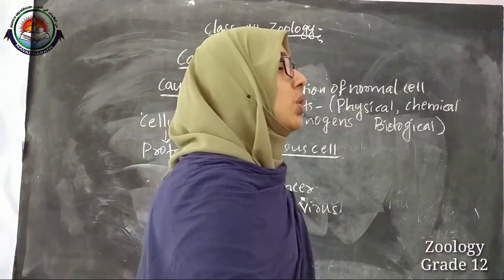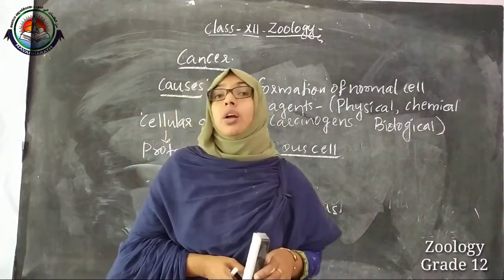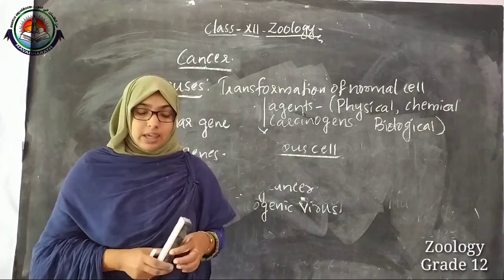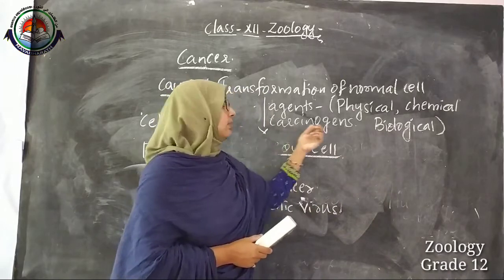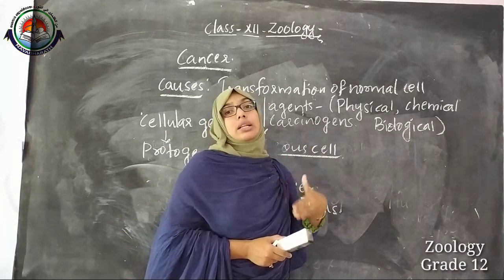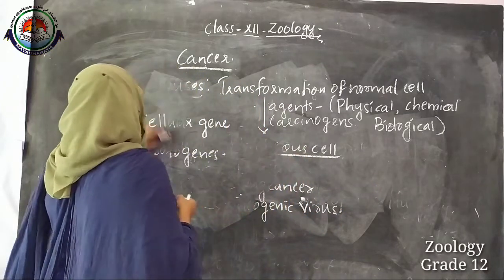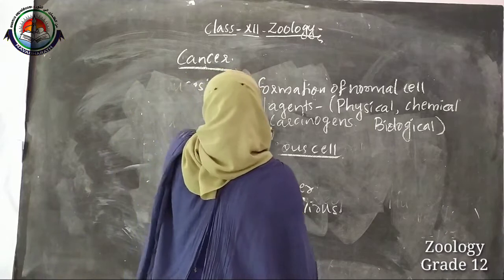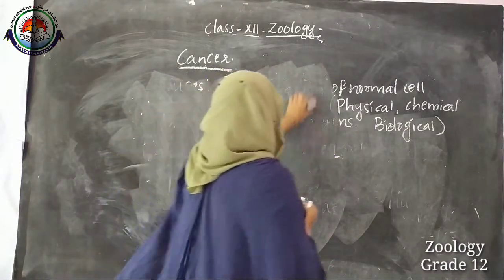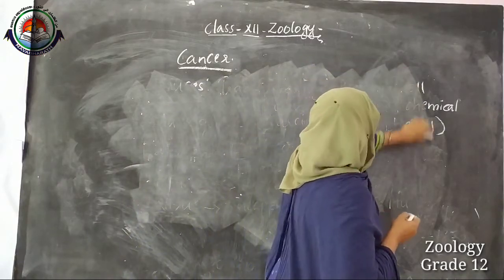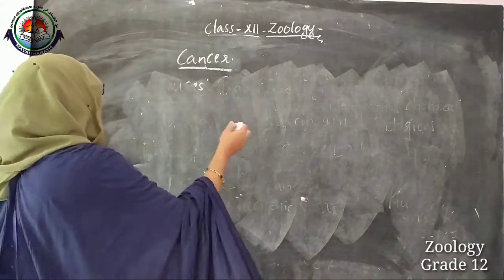Clear? So that's all about the causes of cancer, which include physical, chemical and biological agents, typically termed carcinogens, and we will discuss each one in detail. Okay, so next we are moving to another topic. We discussed what cancer is and its causes. Now we are going to see how cancer is diagnosed or detected.